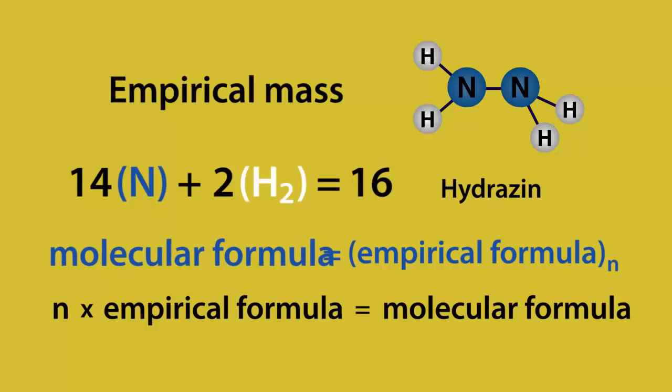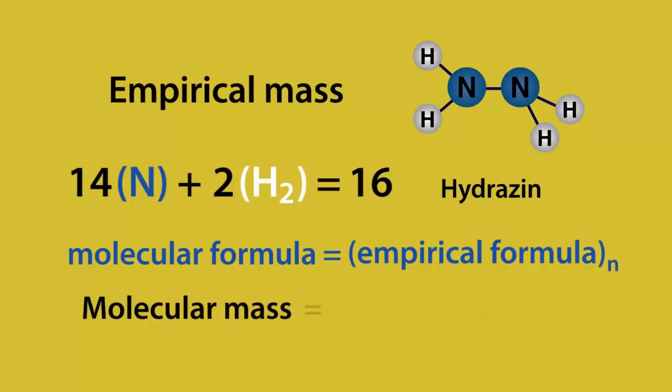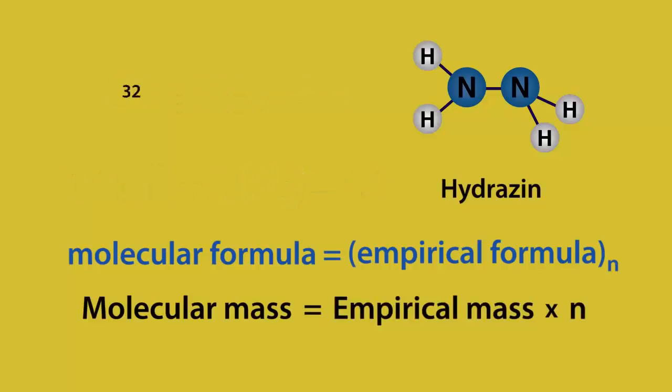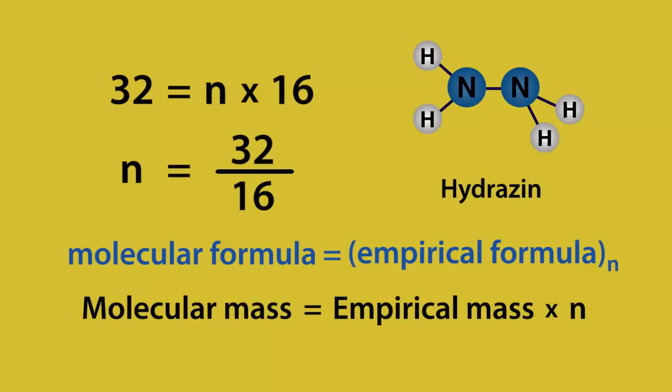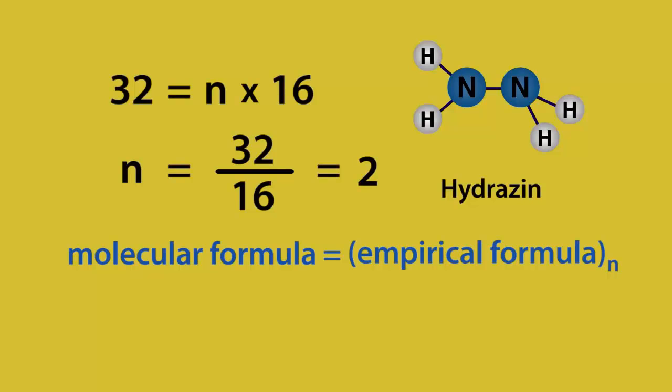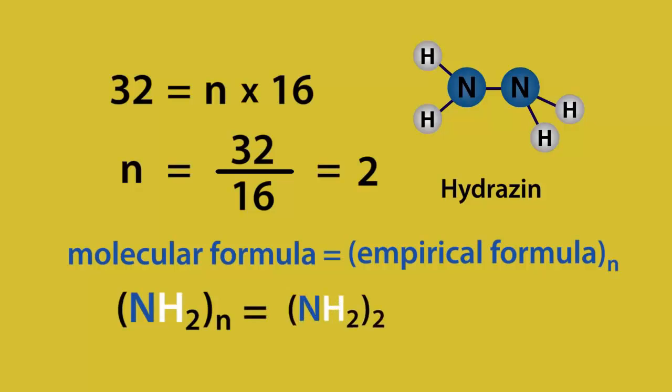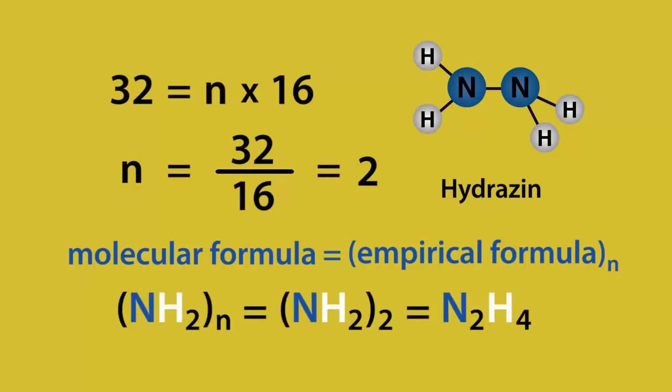Now, just as the molecular formula is the empirical formula times N, the molecular mass is the empirical mass times N. So, molecular mass of 32 is N times the empirical mass, 16. Therefore, N is 32 divided by 16, or 2. So now, molecular formula is the empirical formula times N. So that's NH2 times N, or NH2 times 2, which gives us N2H4.